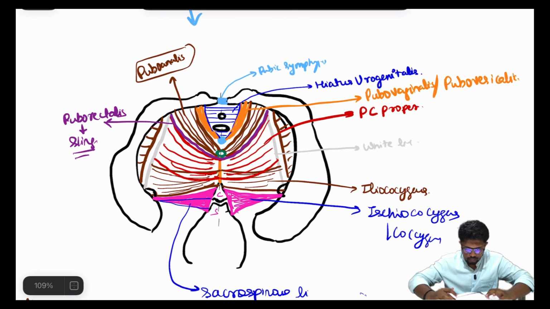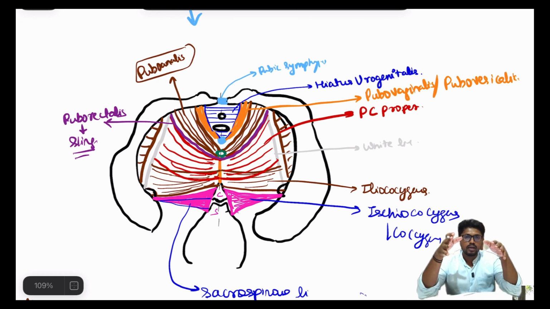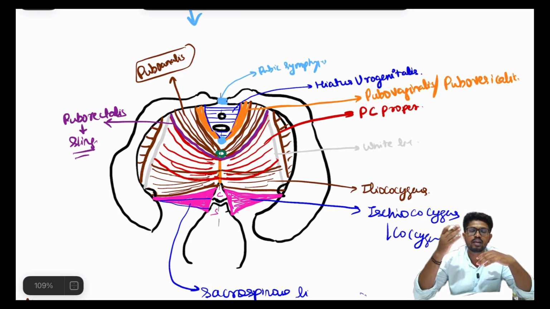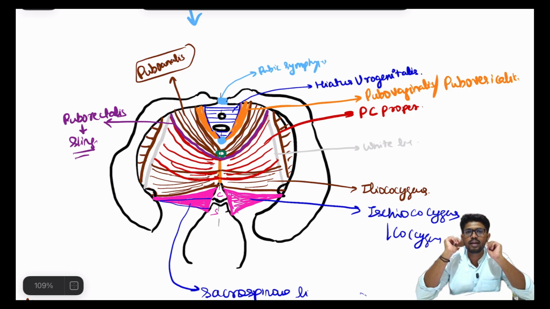So in this way, we have made the whole pelvic diaphragm that is coming from the lateral pelvic wall towards the midline structures. That is what? The urethra, vaginal orifice and the anorectal junction. So seeing this, we can say the pelvic diaphragm. What are the functions of the pelvic diaphragm?